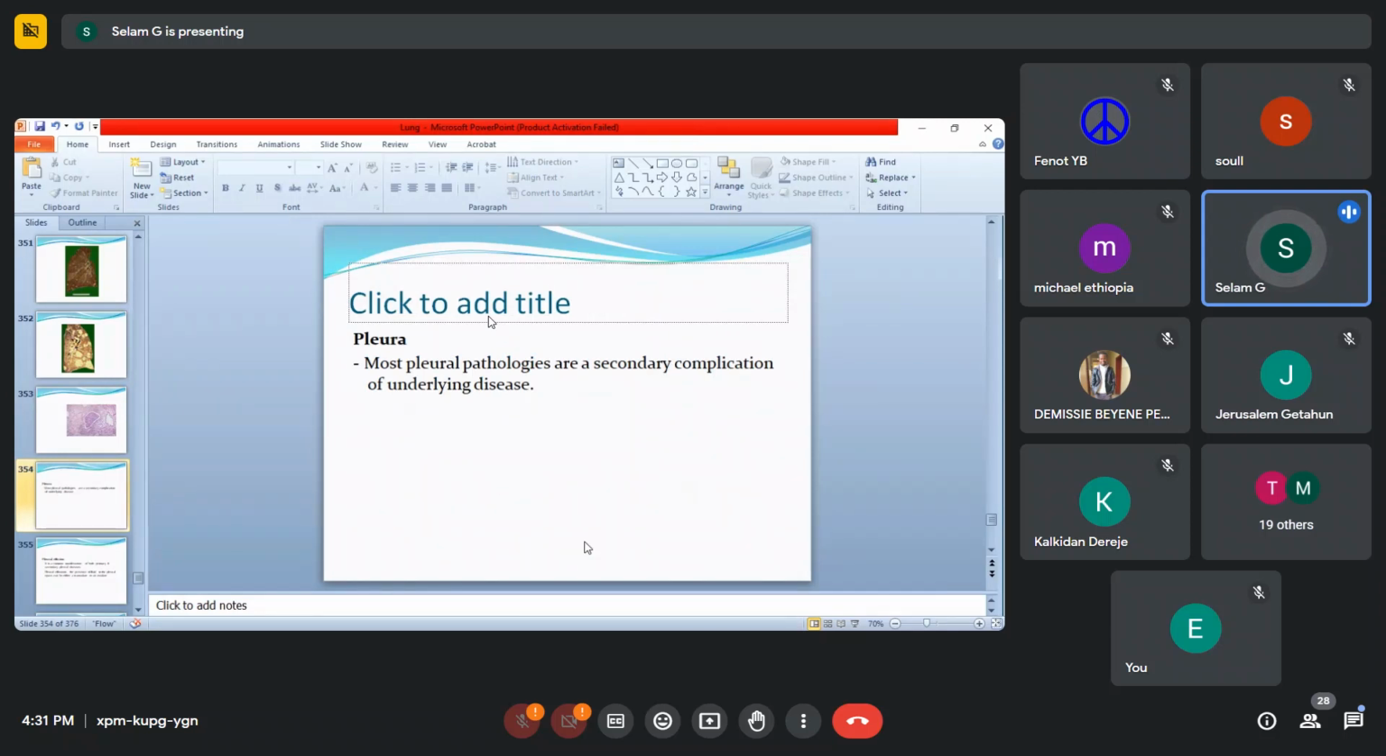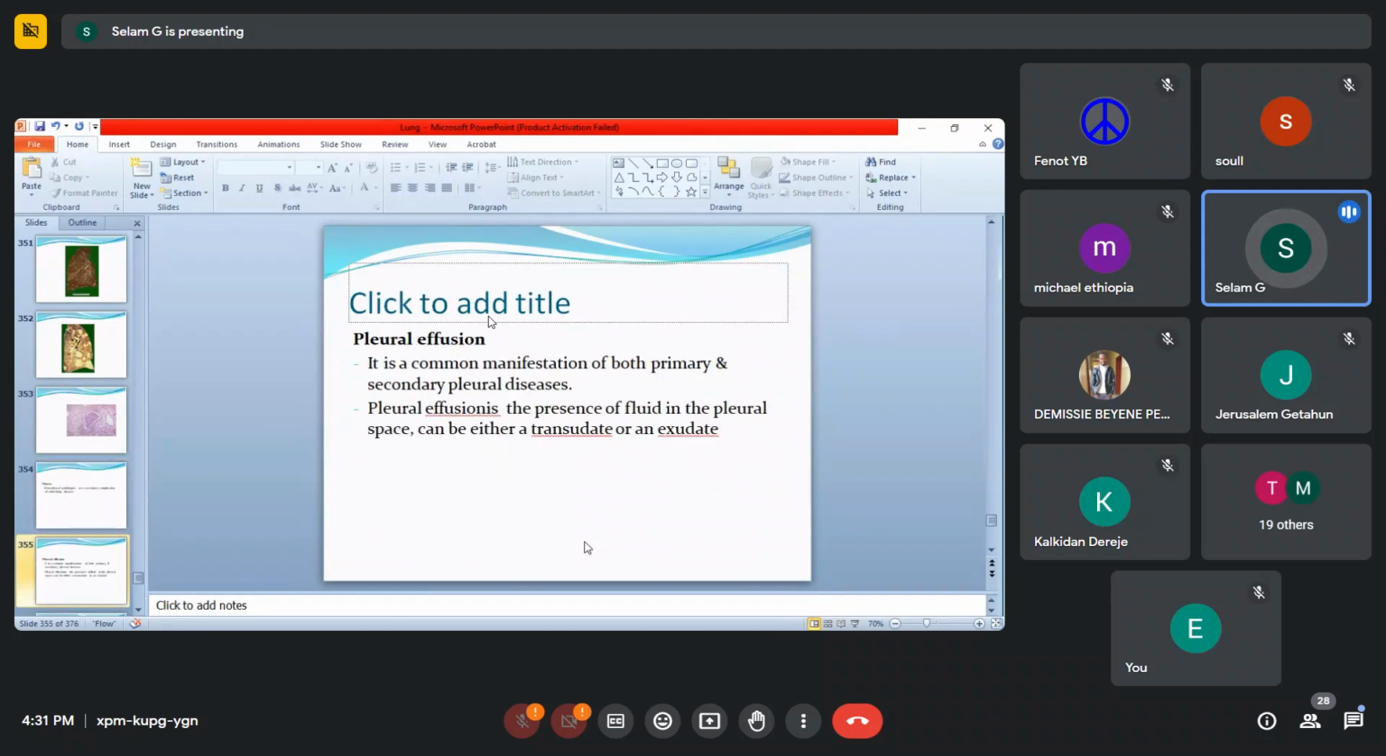So this is all about the lung, what could go wrong, what you should look for, and what you should know. And it will be incomplete talking about the lung without the pleura, so we'll discuss briefly about the pleura. Most pleural pathologies are secondary complications of underlying disease. So pleural effusion is a common manifestation of both primary and secondary pleural diseases.